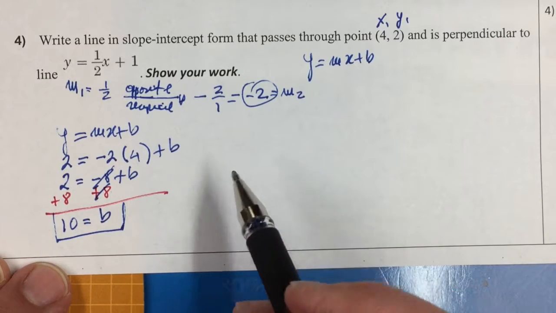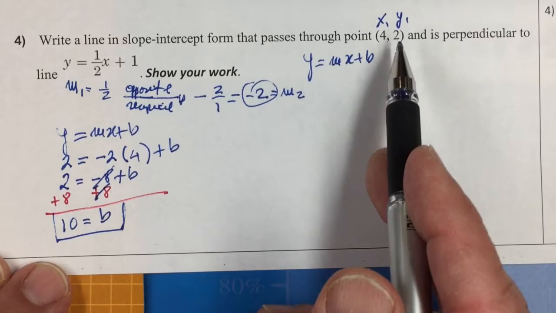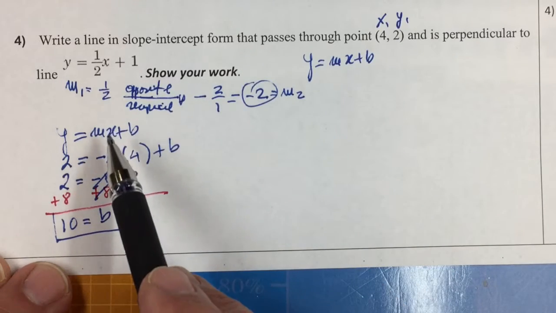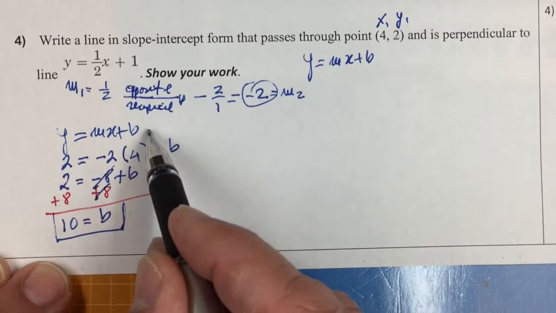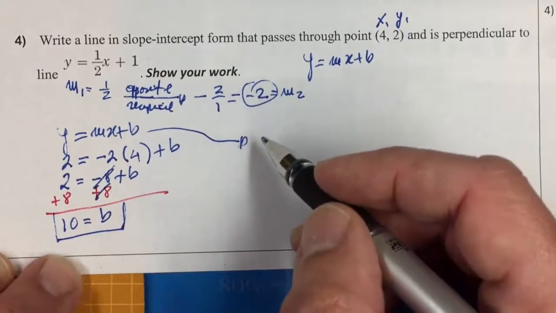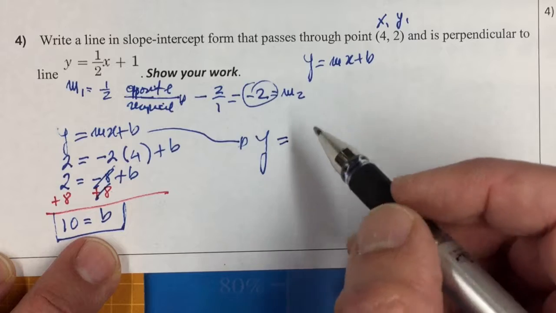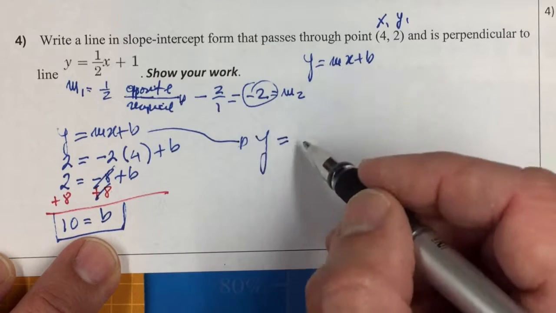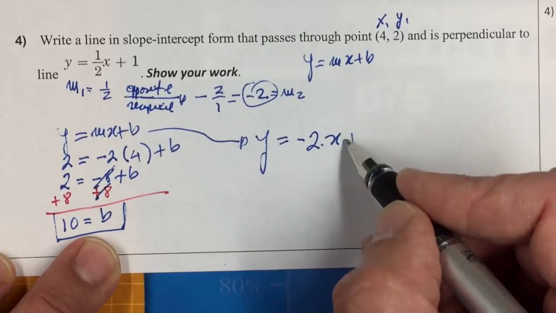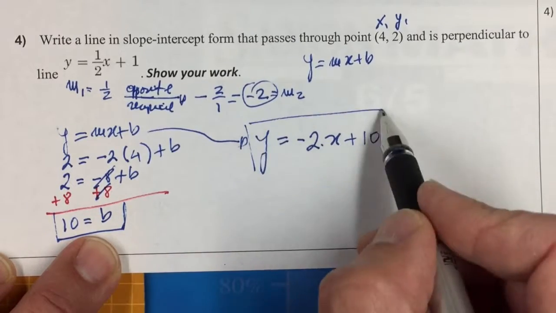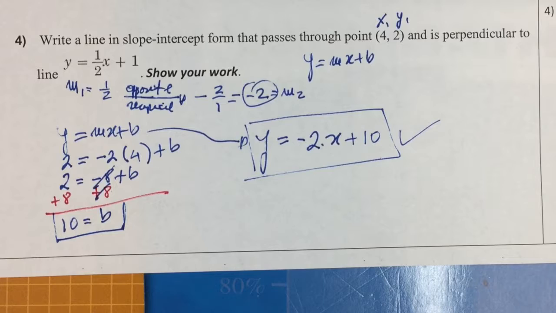So the line that passes through this point has the slope-intercept equation where I replace my b here and my new m in this equation. So I'm going to have y equals my new m of the perpendicular line, negative 2, times x, plus my new b, plus 10. This is going to be the equation of my new line.